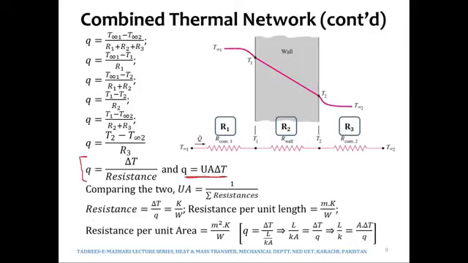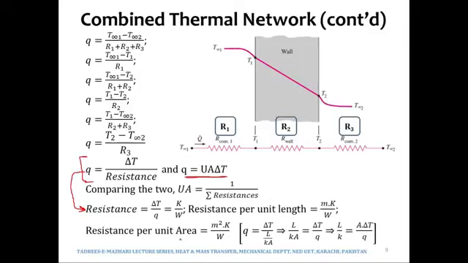Now what are the units of resistance? See, Q is delta T over resistance. So over here resistance can be written as delta T over Q, meaning resistance would have units of delta T, degree Celsius or Kelvin per watt. So units of resistance are not ohm as the units of electrical resistance, but in case of thermal resistance the units of thermal resistance is Kelvin per watt.